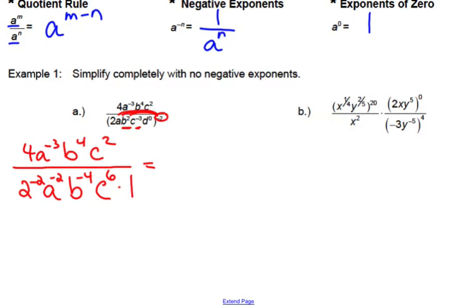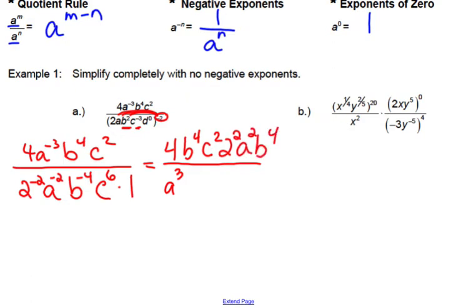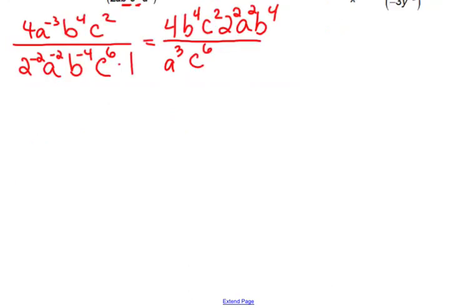So 4, we're going to keep 4 on the top. A to the negative 3, well, that's going to go to the bottom. B to the 4th, that's going to stay on top. C squared stays on top. Now let's look at our denominator. 2 to the negative 2, that needs to get brought to the top. Now it's 2 squared. A to the negative 2 on the bottom comes up to the top. A squared. B to the negative 4, that's going to come up to the top. C to the 6th, that's going to stay down on the bottom. And our 1 doesn't change anything, so I'm going to omit that at this point.